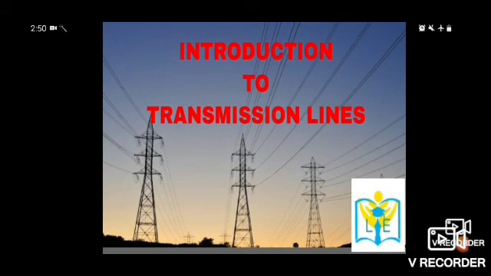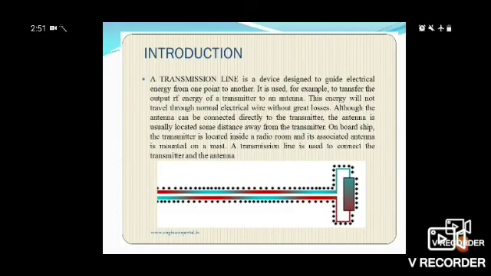Waveguides are used to transmit microwave signals from one point to another with less power loss. So the waveguide is nothing but a transmission line used at high microwave frequencies. A transmission line is a device designed to guide electrical energy from one point to another.